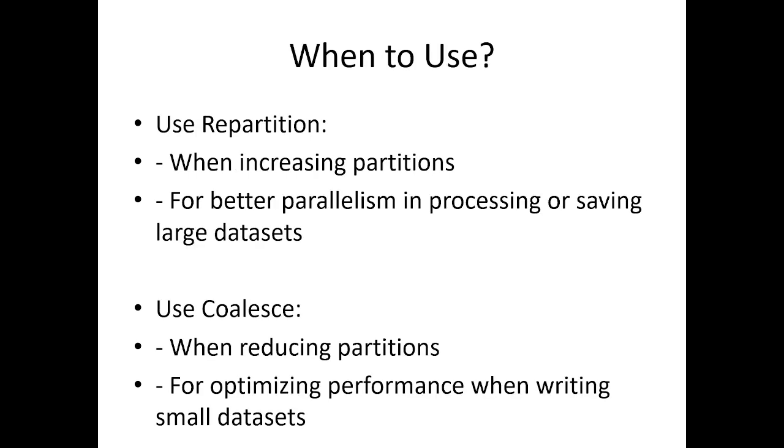So when exactly do you use which? As I told earlier, if you want to increase the number of partitions, you can go with repartition for better parallelism and processing when saving a larger dataset. If you want to reduce the partitions, to optimize performance while writing a small dataset, then you can go with coalesce.